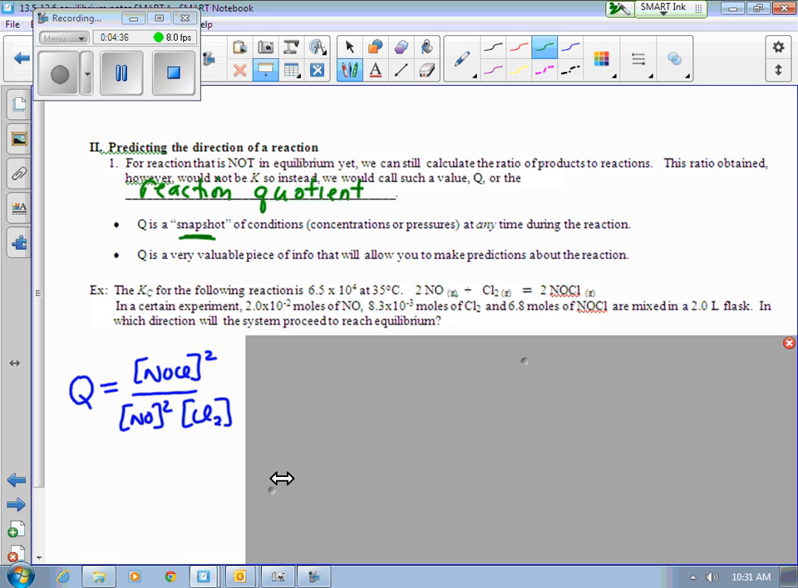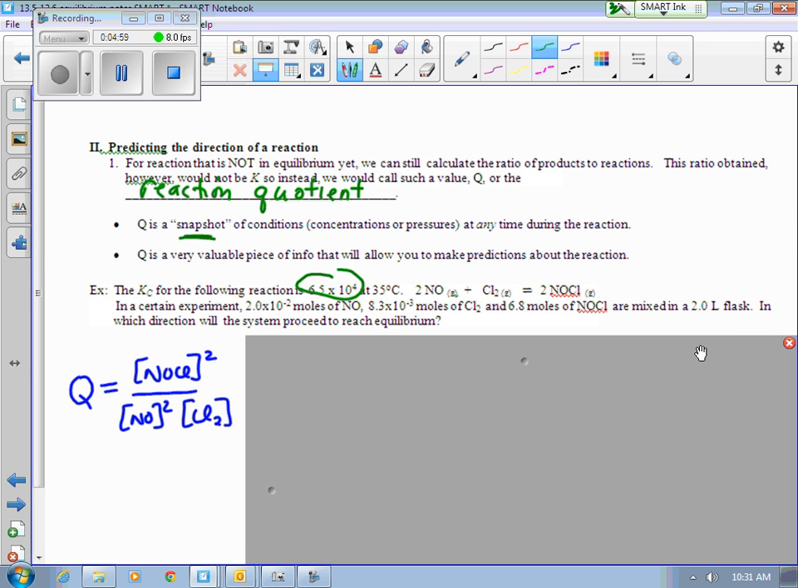So let's look at this example. It says that Kc, the equilibrium constant for the following reaction, is this number right here at 35 degrees. In some random experiment, you have this many moles of NO, this many moles of Cl2, and this many moles of NaCl, and they're mixed in a 2-liter flask. In which direction will the system proceed to equilibrium?